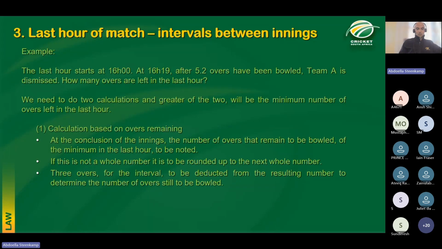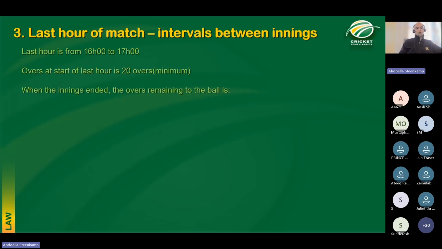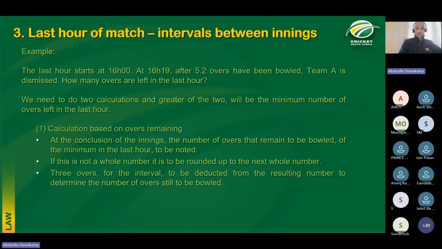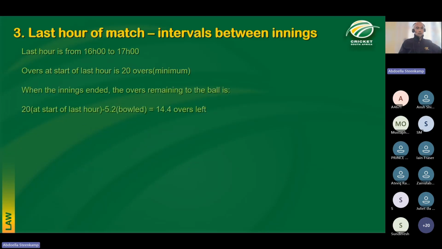So our calculation based on overs remaining. The last hour is from 4 till 5, and we know we need to bowl 20 overs. So when did the innings end? We need to calculate the amount of overs remaining to the ball. So when the side was dismissed, it was after 5.2 overs was bowled. So if we started with 20 overs at the start of the last hour, the fielding side has now bowled 5.2. We're now left with 14.4 overs. You need to calculate this to the ball. No rounding up, no rounding down.